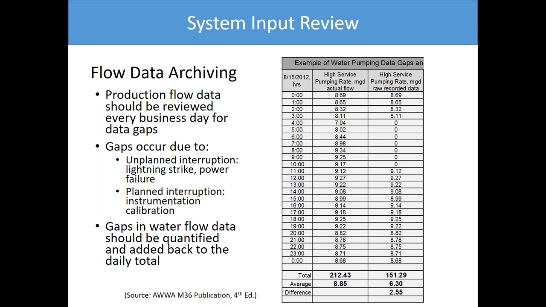According to the SCADA system, if these data gaps exist, then it can give you a deflated or understated value for your water production. That will absolutely wreak havoc on the water balance.